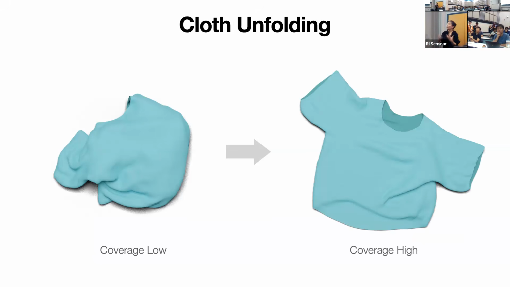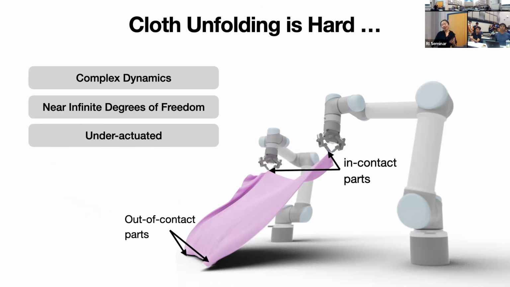So for example, the first is that whenever you have a system that's dealing with deformable objects, in particular fabrics, you often need to deal with very complex dynamics because of their very high degrees of freedom. Right? Oftentimes people even say that a deformable object like cloth has near infinite degrees of freedom.